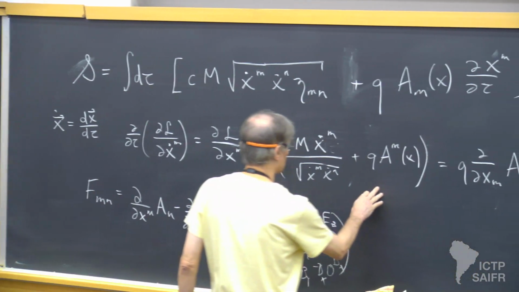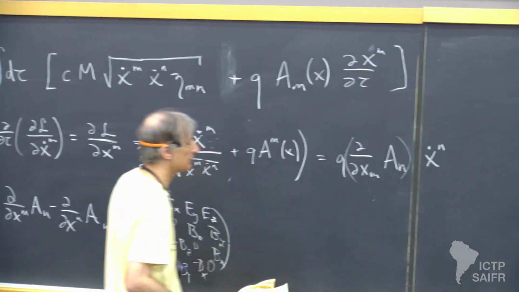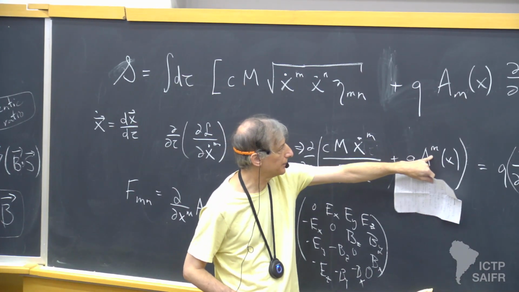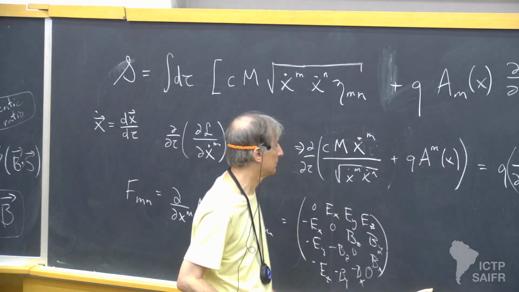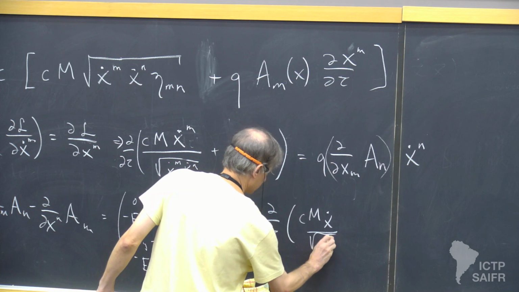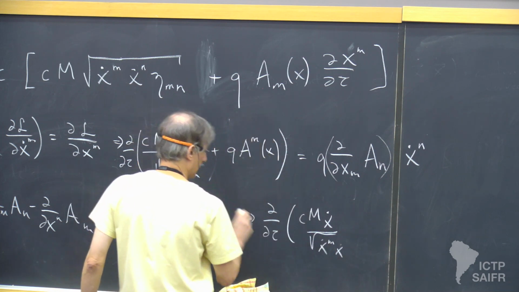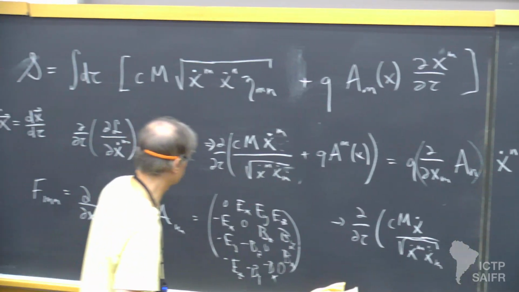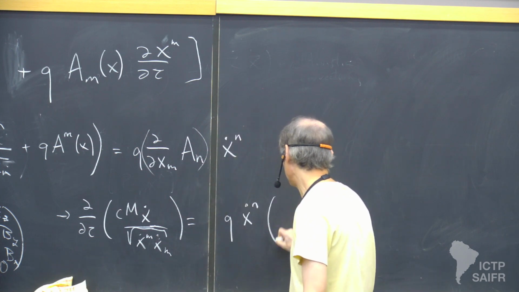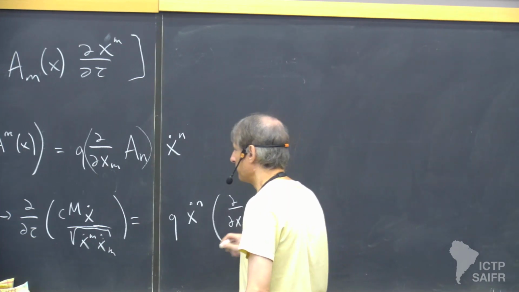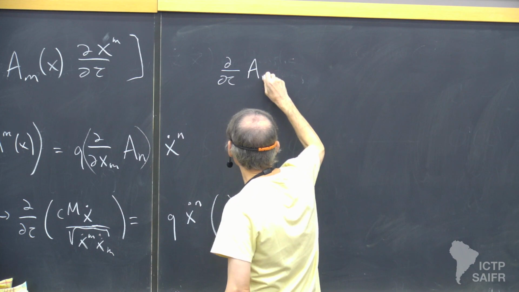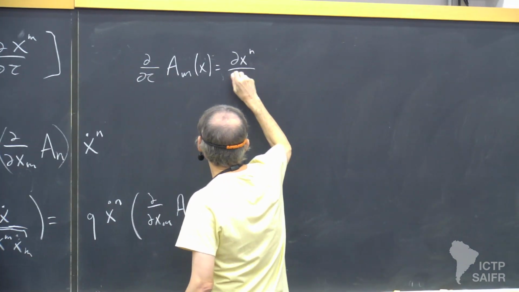Now you see, I'm going to expand this d/d tau here, because d/d tau, of course, although A_m has no explicit dependence on tau, it gets dependence because x depends on tau. So this equation actually implies that d/d tau of m c x dot m over square root of x dot squared, so if I make a mistake on the blackboard, please correct, is equal to, I'm going to write this term as q times x dot n. So that's from this term. But then I'm going to use the d/d tau of A_m of x is equal to d_n, just using the usual chain rule.